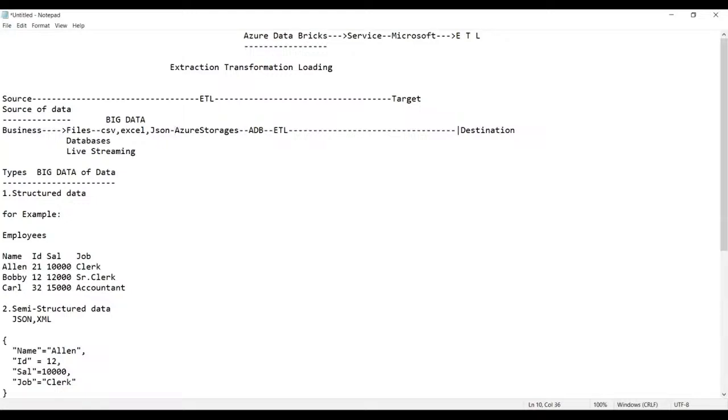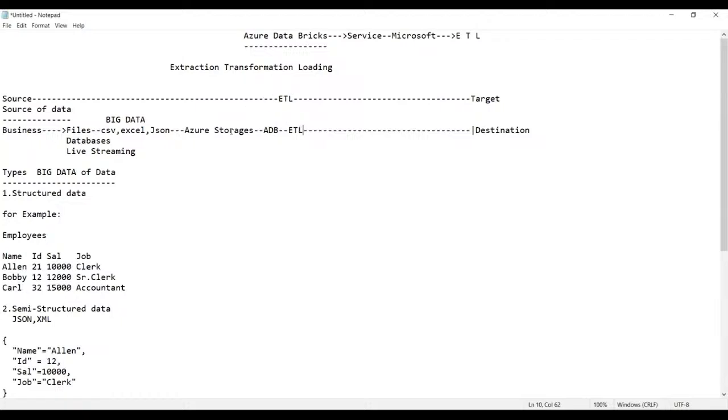Can you see here? We extract the data from external sources, and whatever external sources we have, we access the data and store it into the Azure storages. Then we use the ADB on these Azure storages and perform the job of extraction, transformation, and loading ultimately. Clear now, guys, everyone?